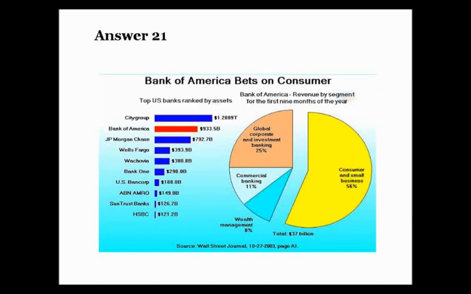The graph gives information about the Bank of America betting on consumers. To begin with, we can see that the bar chart on the left indicates the top 3 US banks ranked by assets, which are Citigroup, Bank of America, and JP Morgan Chase.